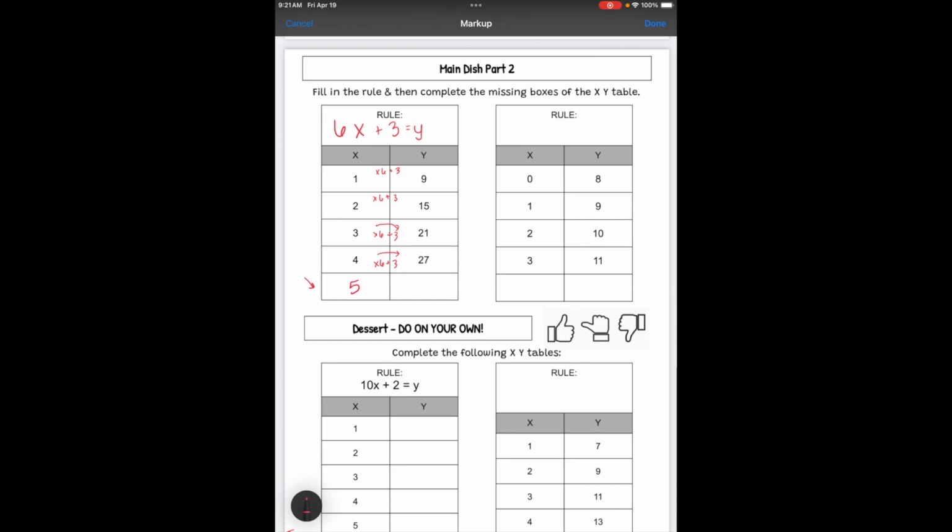And now I can plug in any x value here. I'm just going to stick with going in that kind of x pattern that I noticed. 6 times 5 is 30 plus 3 is 33. All right, go ahead and see if you can do the next one.